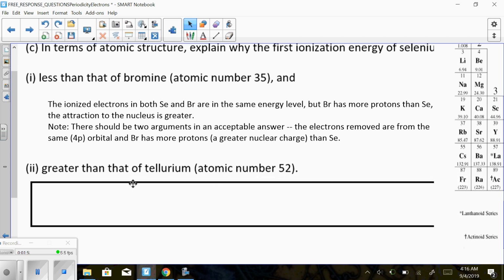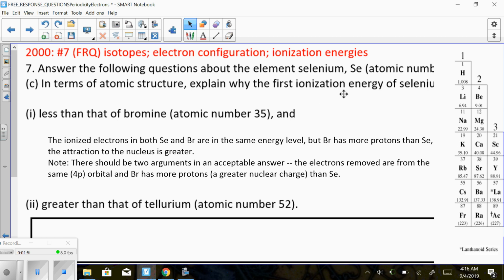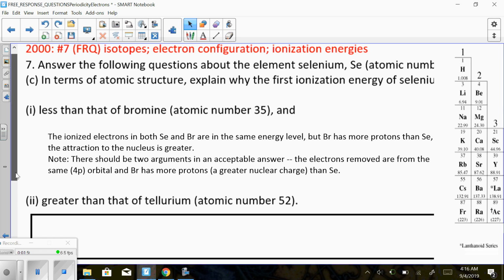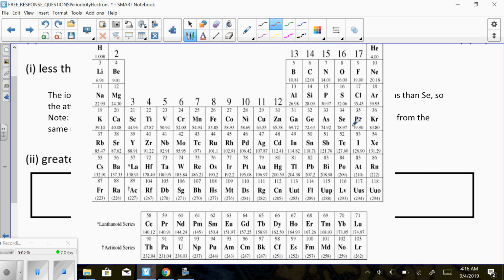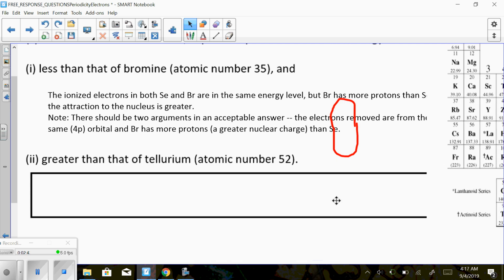Okay, the next question is, why is the ionization energy of selenium greater than tellurium? If we look at our periodic table, we will see those two, selenium versus tellurium, right here. And now we have different energy levels. Tellurium's electrons are much easier to remove than selenium's. Selenium is in the 4th energy level, tellurium's in the 5th. So that outer electron is further away. It's shielded by all these other energy levels.